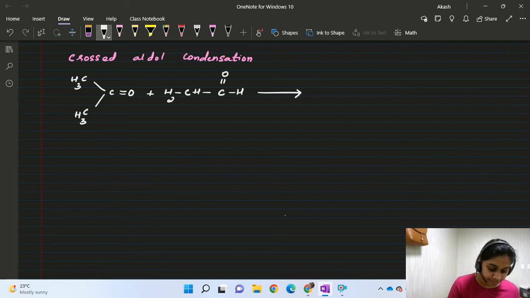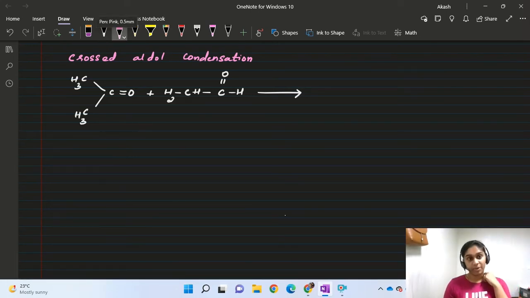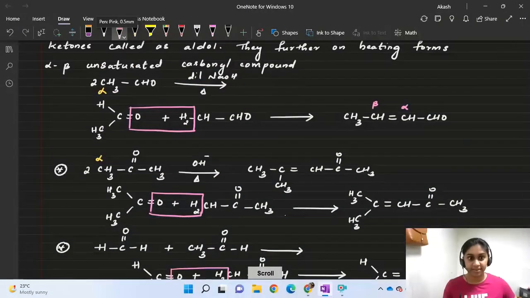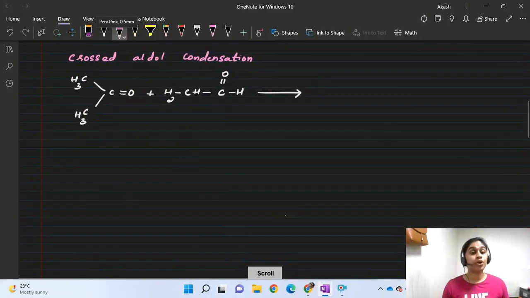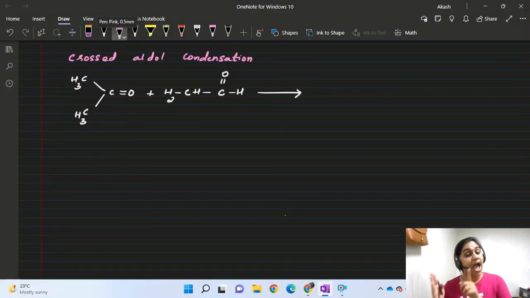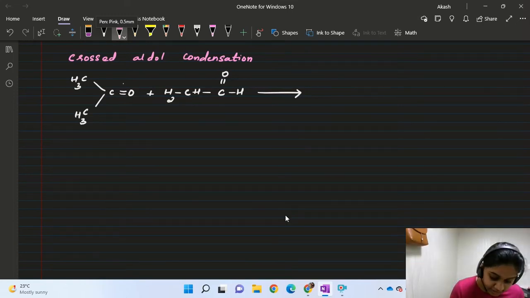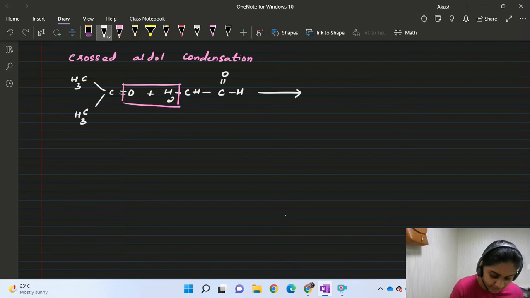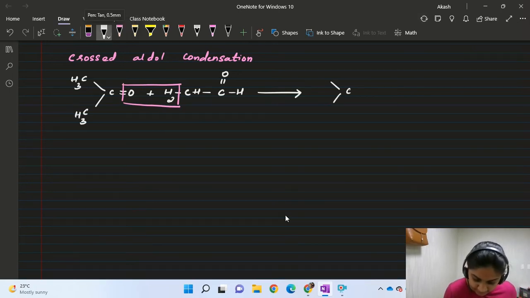So here two self-condensed products will be formed, that I'm not going to write because I've already explained the first and second one, and two cross aldol condensation products, whereas in the first case, acetaldehyde, the hydrogen is removed from the acetaldehyde and you're getting a product like this, C double bond CH, C double bond OH, in the presence of a base and heating.